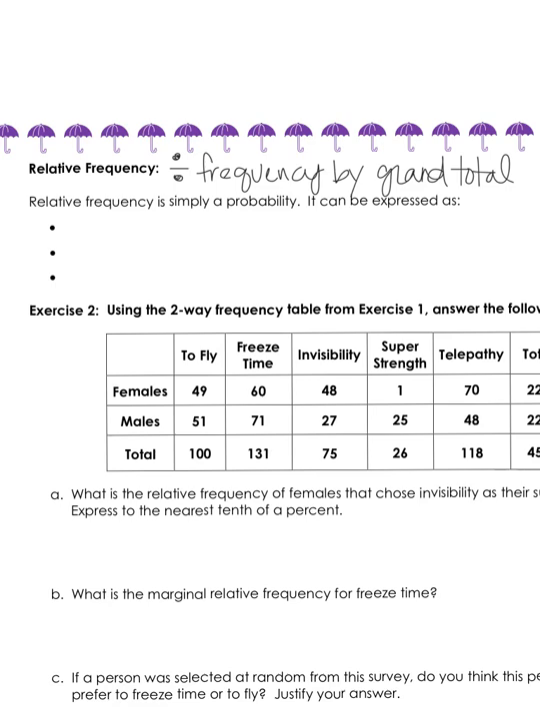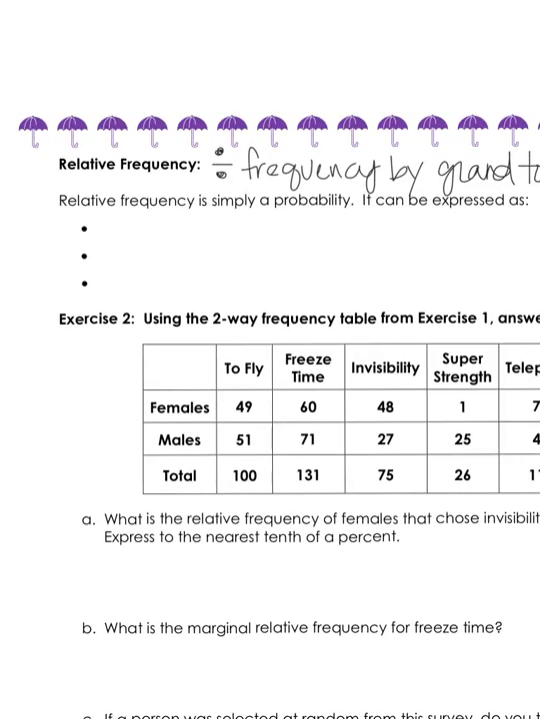We can express a relative frequency 3 different ways, just like we can represent a probability 3 different ways. We can represent it as a fraction, in which we do part over whole. We can represent it as a decimal, in which we take our part divided by whole. We actually divide it, okay, and type it into our calculator. We can also represent it as a percent.